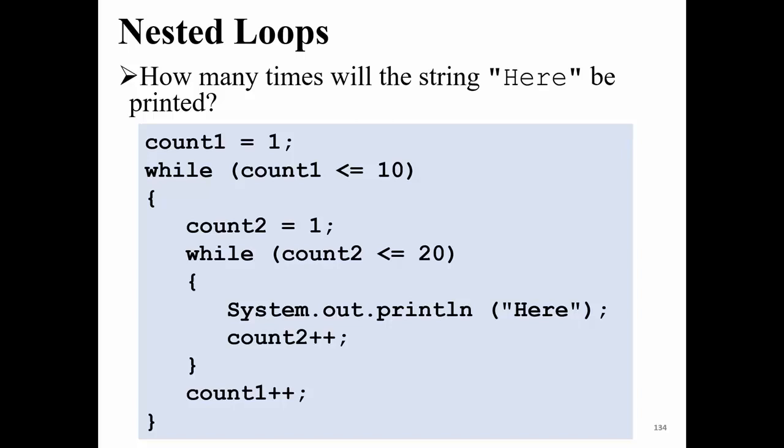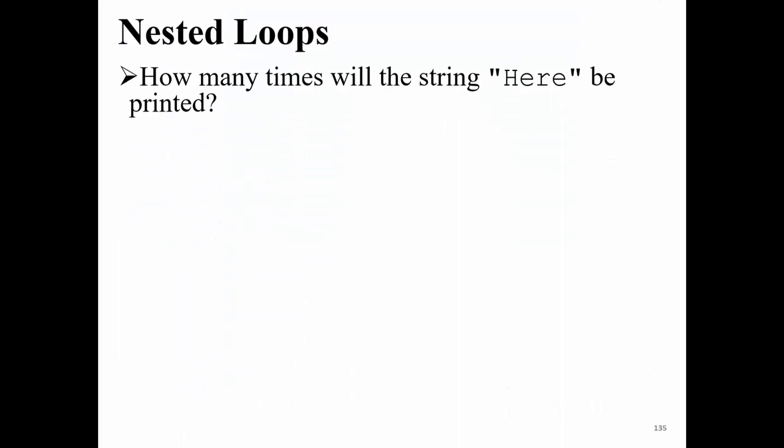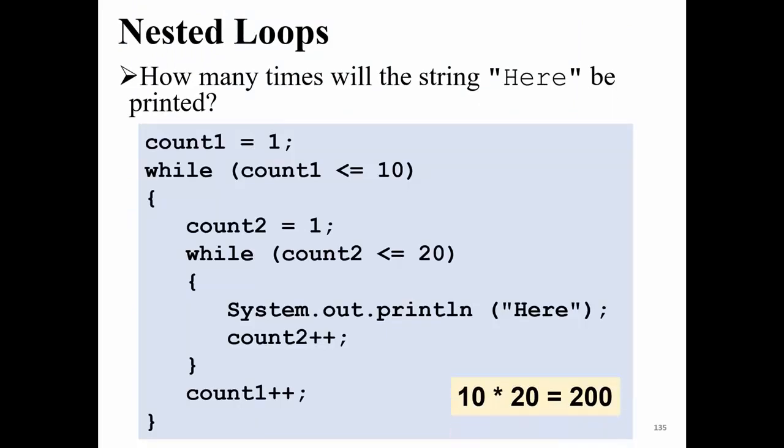So in this case, count1 is equal to 1, while count1 is less than 10, and we add count2 is equal to 1, and we are running inside two nested while loops. So how many times will this be printed? Any suggestions? For each iteration from the outside loop, the outside loop will run how many times? 10 times. The inner loop will run how many times? 20. So for each iteration from the outside loop, the inner loop will run completely. So 10 times 20, this will run 200 times.